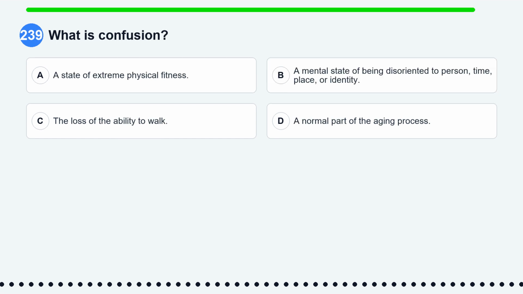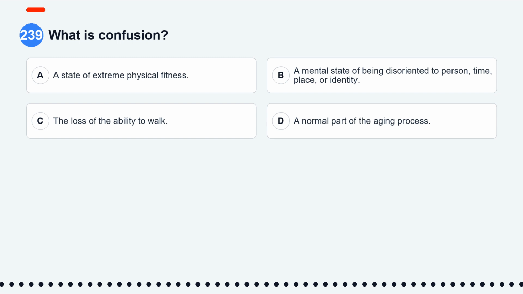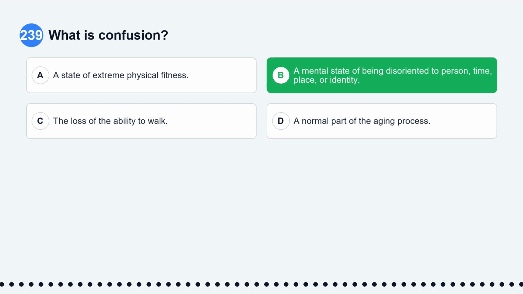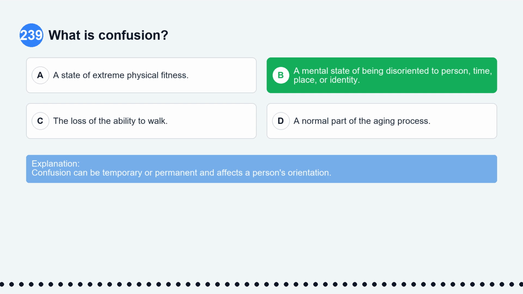Question 239. What is confusion? Option A, a state of extreme physical fitness. Option B, a mental state of being disoriented to person, time, place, or identity. Option C, the loss of the ability to walk. Option D, a normal part of the aging process. The correct answer is option B, a mental state of being disoriented to person, time, place, or identity. Confusion can be temporary or permanent and affects a person's orientation.